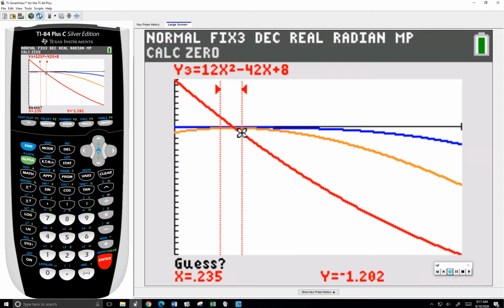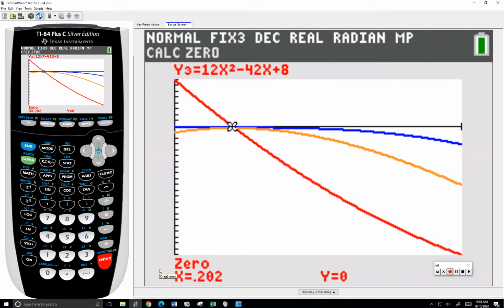Guess just means put the cursor near the 0. I'm close enough, so I can hit enter. And then it calculates the 0. Just make sure you see the word 0 right here. If it doesn't say 0, then you've done something wrong. So just go like this. You need to go through it again. I don't mind.